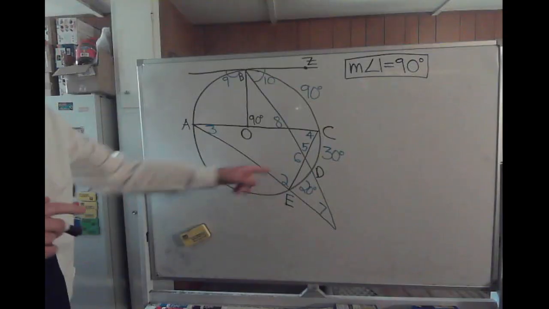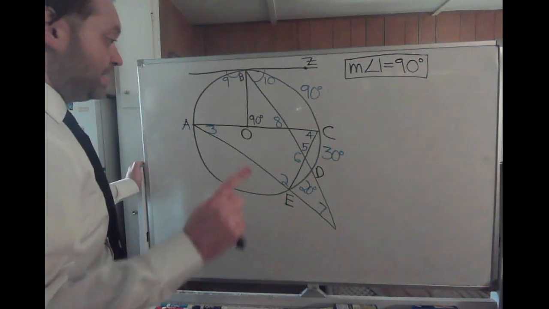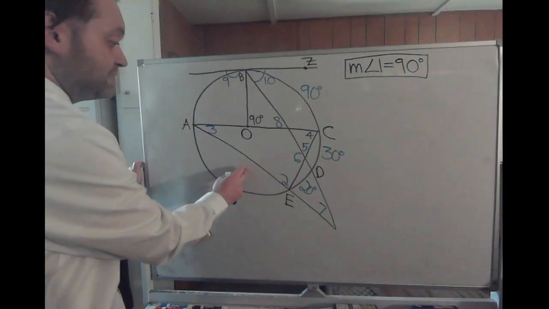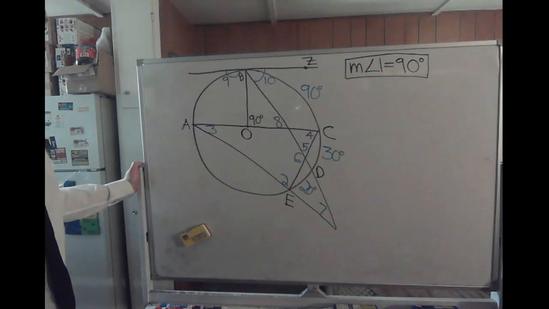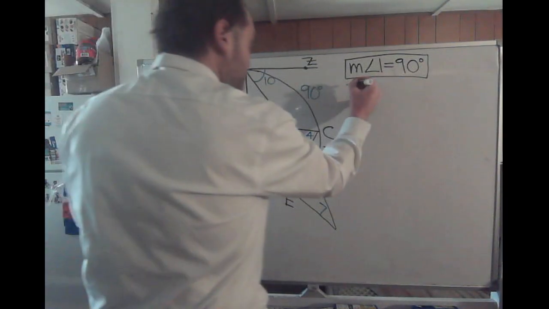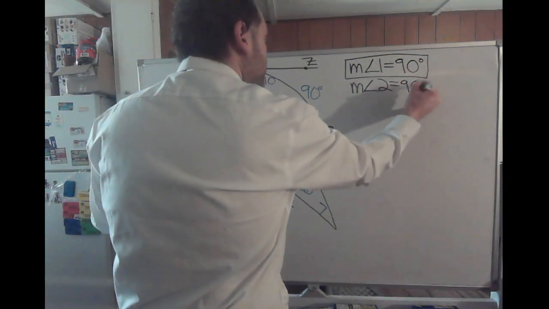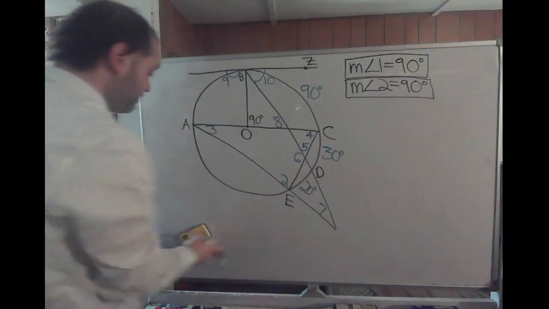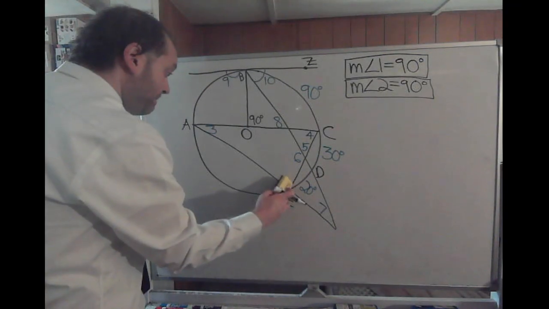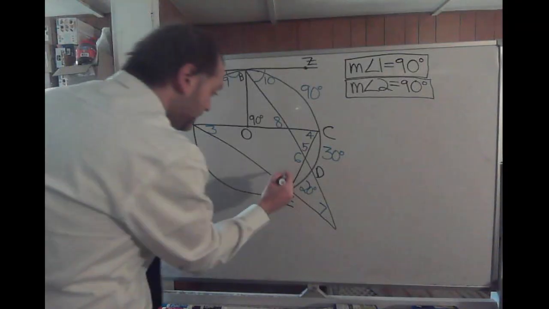Let's look at angle 2. Angle 2 is an angle inscribed in a semicircle. What do we know about an angle inscribed in a semicircle? That it's a right angle. So angle 2 would also be a 90-degree angle because it is an angle inscribed in a semicircle. So we'll go ahead and label that one being 90 so we know which angles we found already.